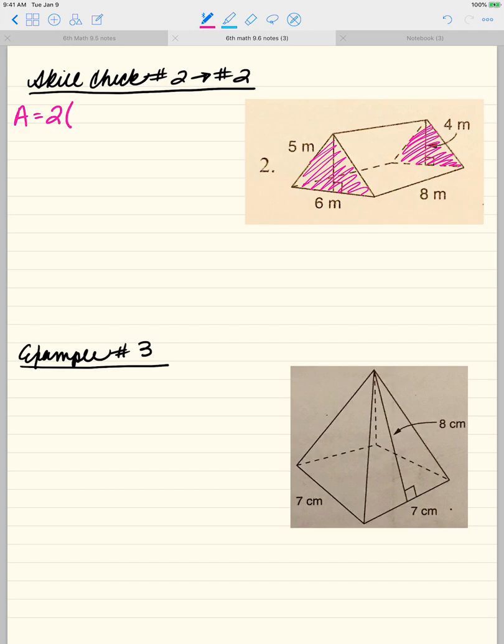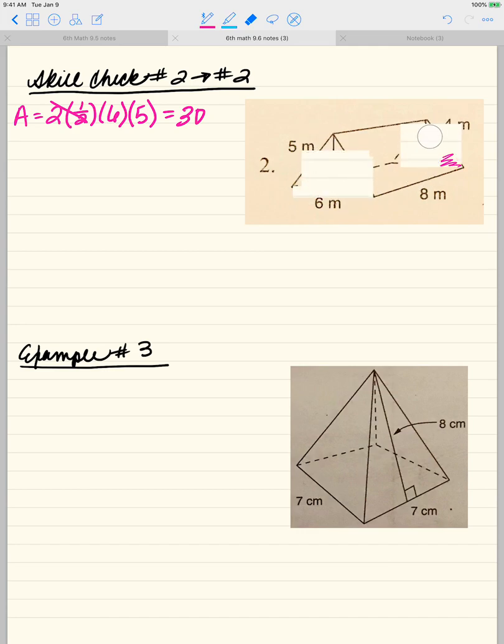Area of a triangle is 1/2 base times height. So 2 times 1/2 times the base of these triangles is 6, and the height is 5. So we have 2 times 1/2 times 6 times 5. So that 2 and 1/2 goes away. And our surface area of our two pink triangles together, oops, I just realized that I did 5 when 5 was this. Scratch that. That's actually 4. See, even teachers make mistakes.